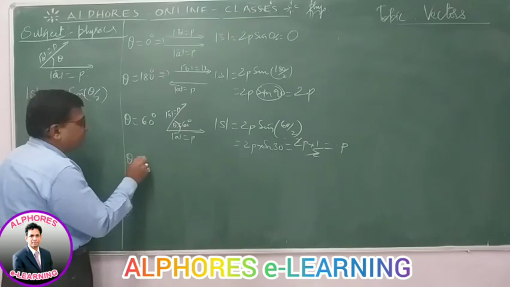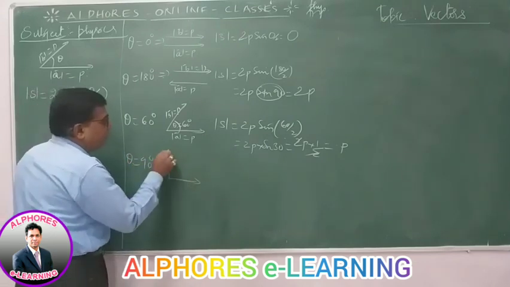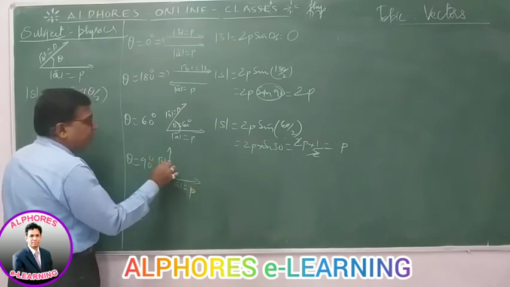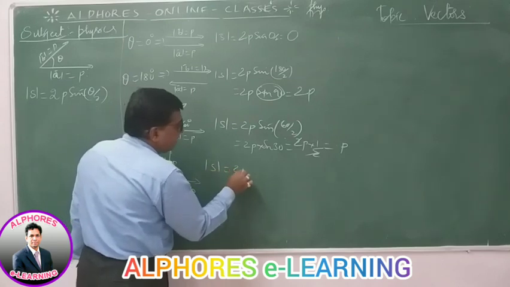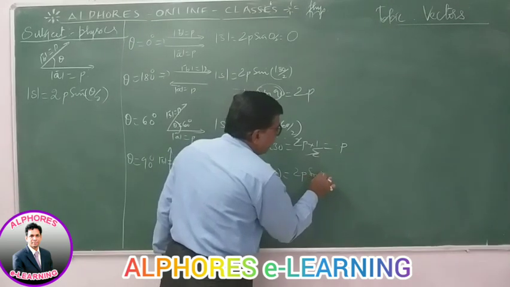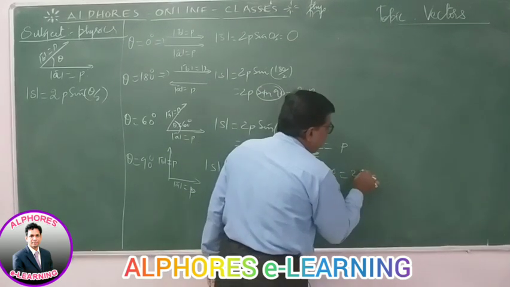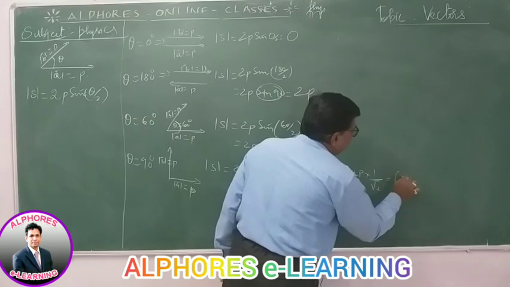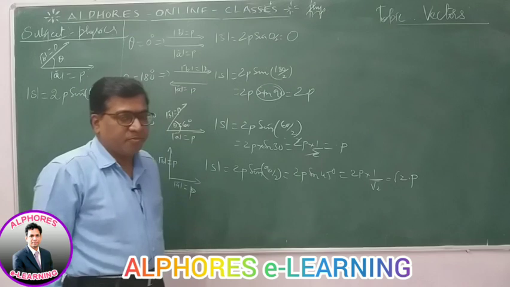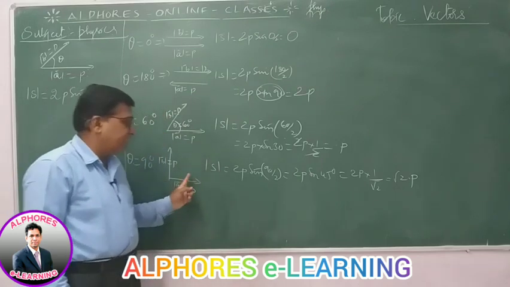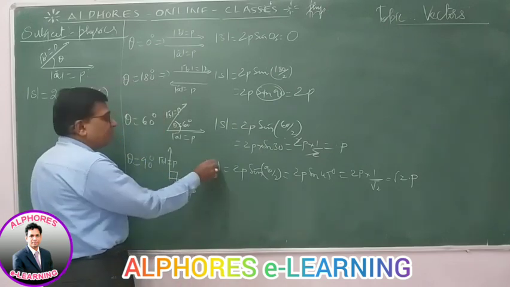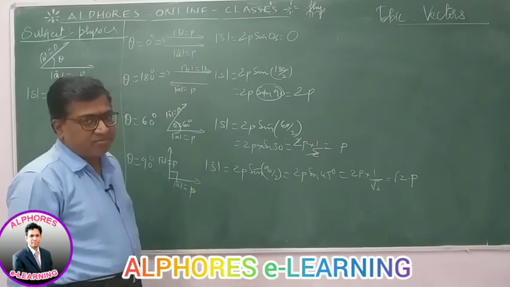Similarly, if theta is equal to 90 degrees, A and B are perpendicular, mod A is p, mod B is also p, then mod S is 2p sin 90 by 2, it's 2p sin 45, or 2p times 1 by root 2, we will get it as root 2p. The subtraction resultant is root 2p. Please note this, even at 90 degrees the addition resultant was also root 2p. At 90 degrees, subtraction and addition both have the same magnitude, right?